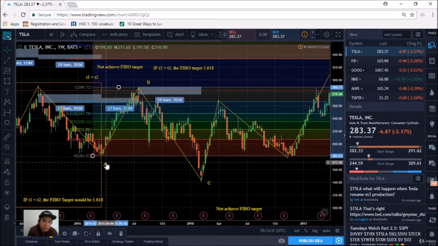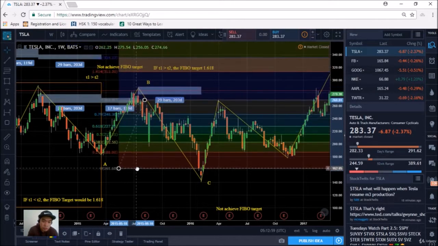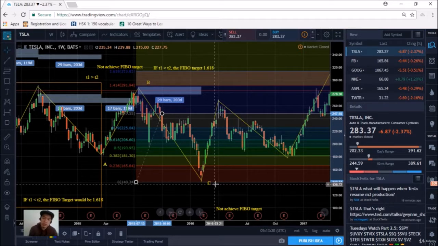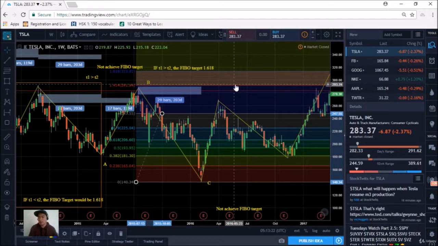Now from A you move to C, same goes to this line. Now we can see that 1.618 again is not achieved, am I right? So what it means is that it tries to go sideways. Now, previously the target was not achieved downwards, and now the target is not achieved upward.